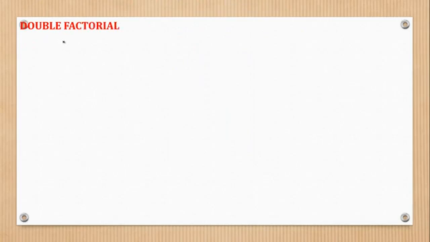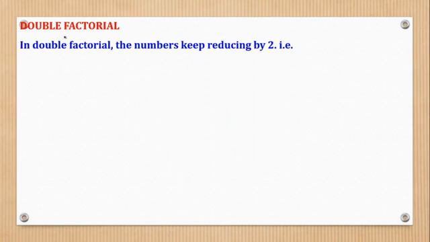Now we shall go to double factorial. So in factorial or normal factorial, numbers were reducing by 1. But when they talk about double factorial, it means that numbers keep reducing by 2. For example, if I have 11 double factorial, it becomes 11, then minus 2 to give you 9, minus 2 to give 7, minus 2 to give 5, minus 2 to give 3, minus 2 to give 1.